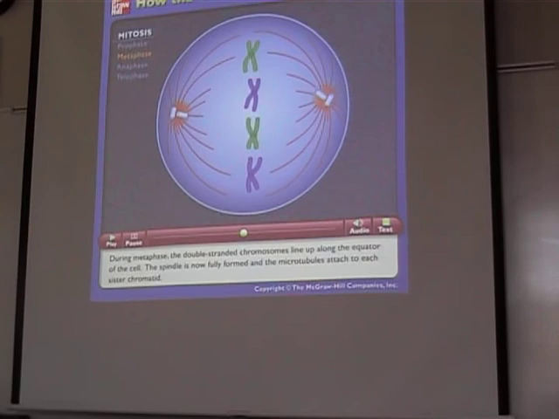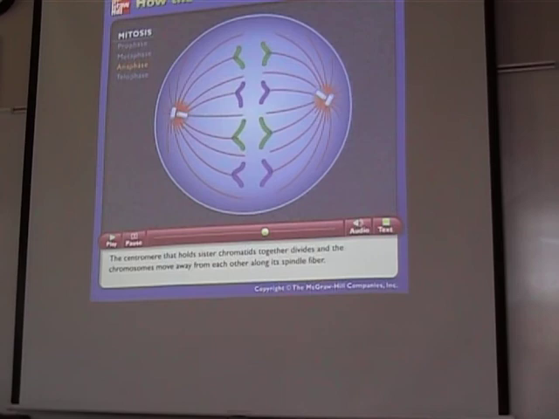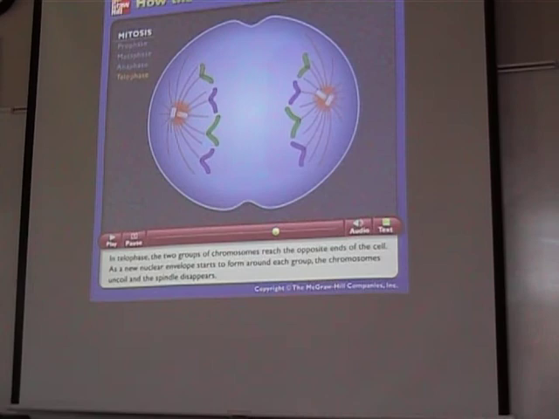The spindle is now fully formed and the microtubules attach to each sister chromatid. Anaphase begins when the sister chromatids of each chromosome begin to separate. The centromere that holds sister chromatids together divides and the chromosomes move away from each other along the spindle fiber. In telophase, the two groups of chromosomes reach the opposite ends of the cell. As a new nuclear envelope starts to form around each group, the chromosomes uncoil and the spindle disappears.